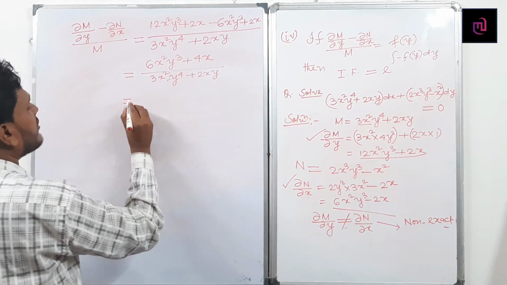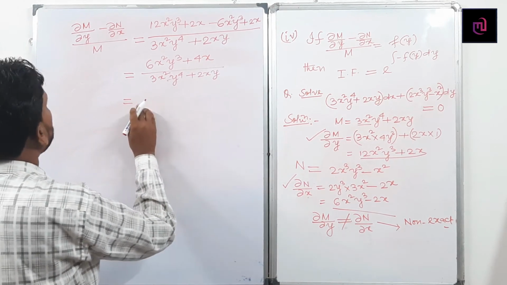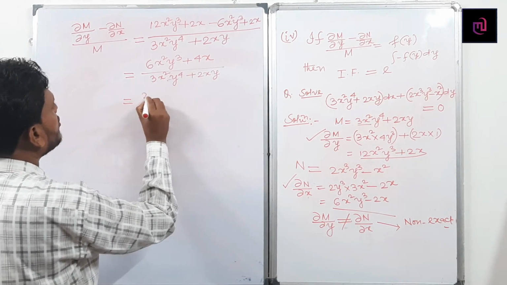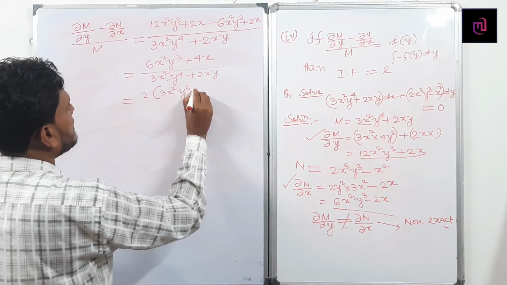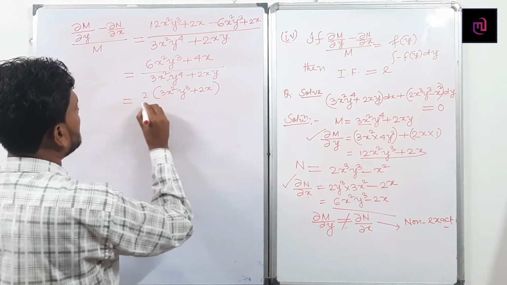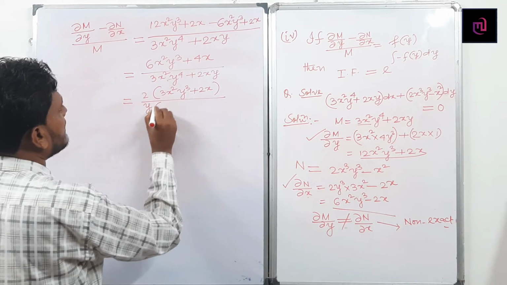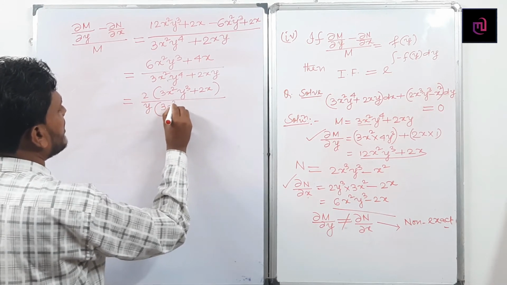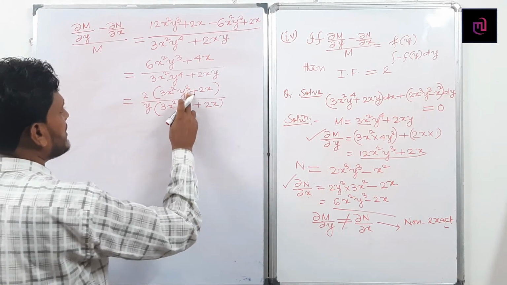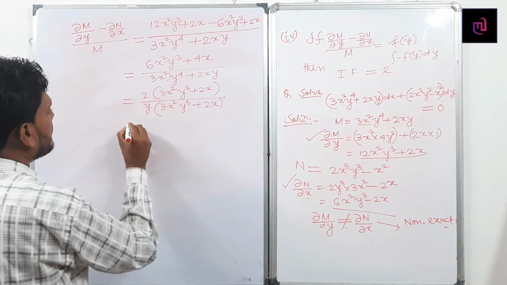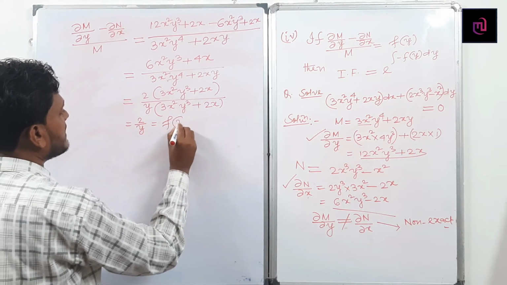So can I take the common 2x? If I take the common 2x, can I write 3x square y cube plus 2x whole, divided by, taking common y, 3x square y cube plus 2x. So that numerator part and denominator part has been cancelled. So finally we will get 2 by y, which becomes a function of y.